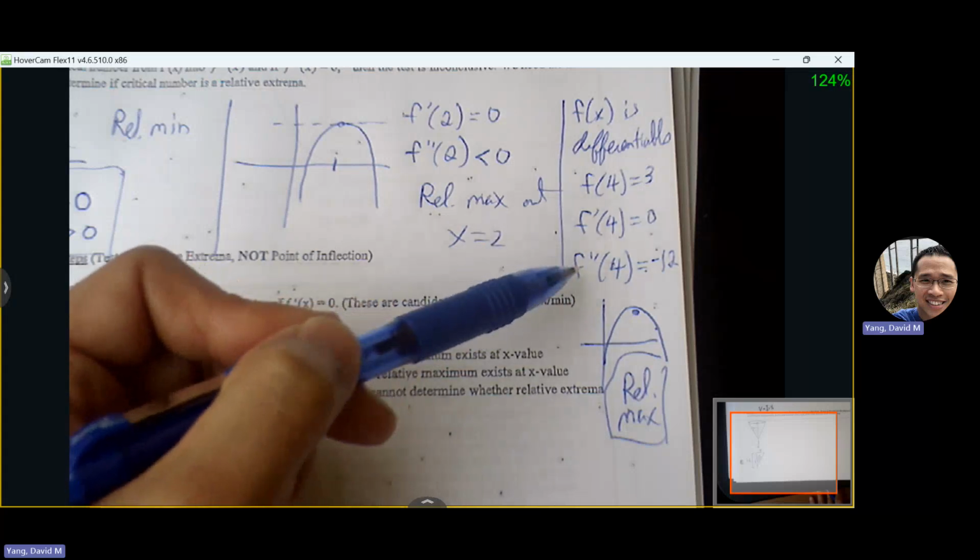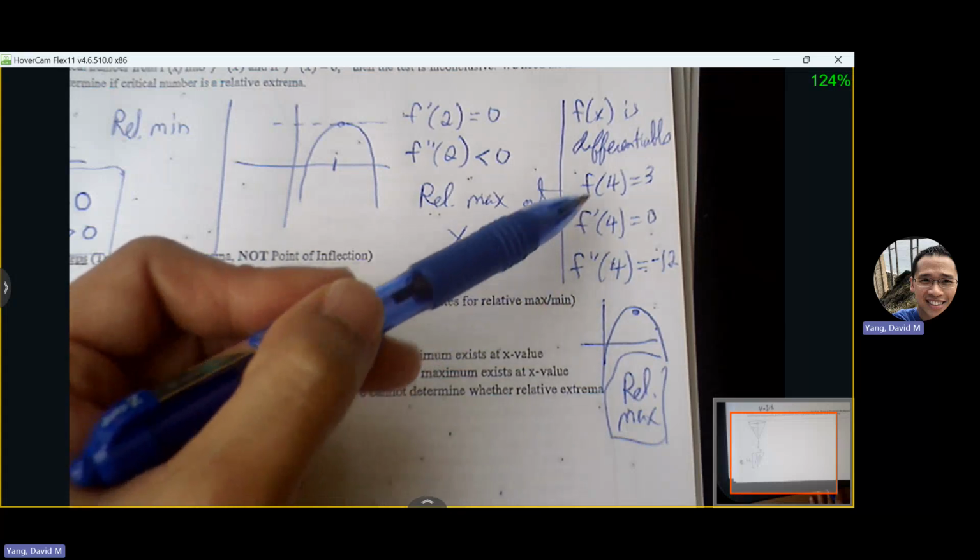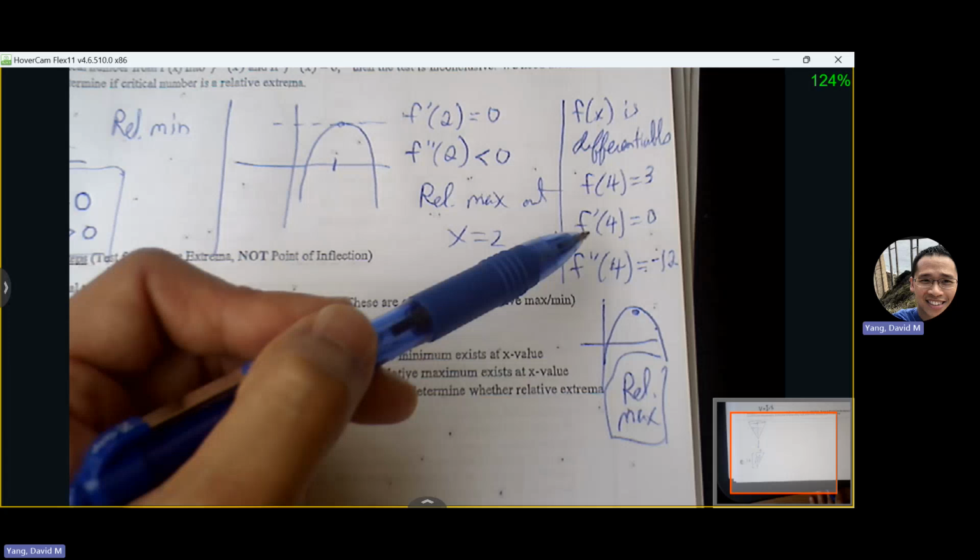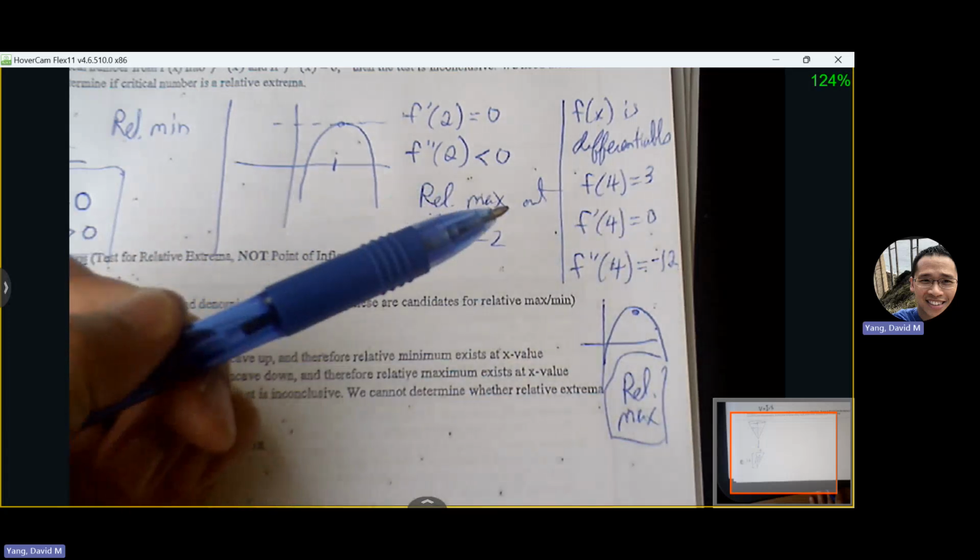So that is an example of an AP exam question where you're using knowledge of the second derivative test. First derivative test won't help you out because you have no information about how the slope is behaving on either side of 4. You have to rely on the second derivative test.